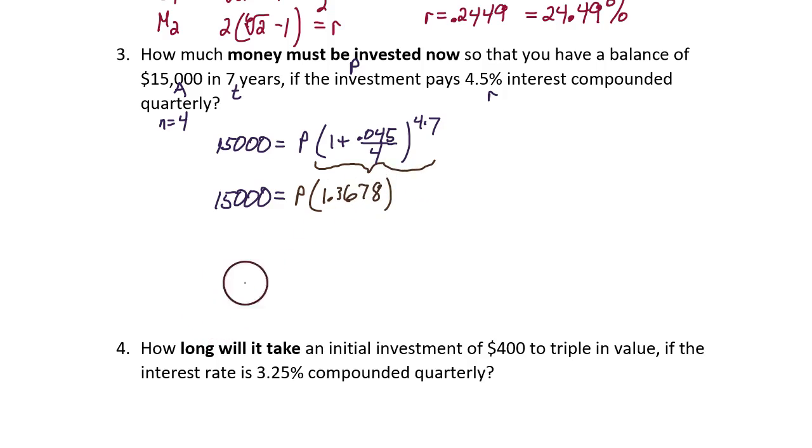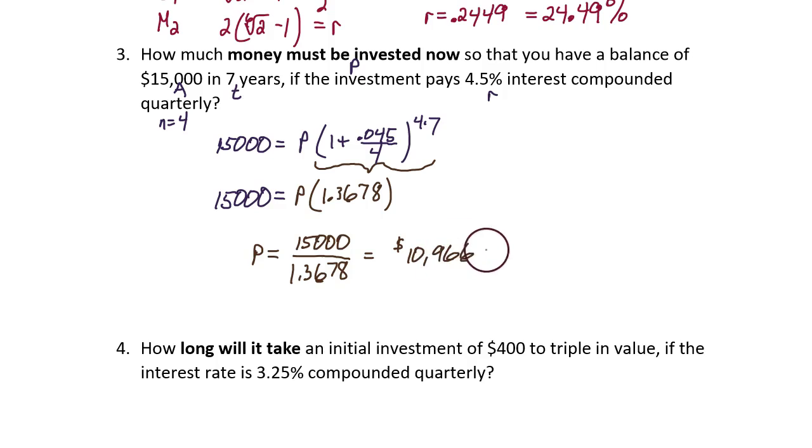Now we can divide by that number to get P alone. So type 15,000 divided by the 1.3678. On the calculator, this is $10,966.10. That's how much money you'd have to invest now in order for it to grow to $15,000 in 7 years. Notice that once again, we did not use a logarithm to solve that equation.